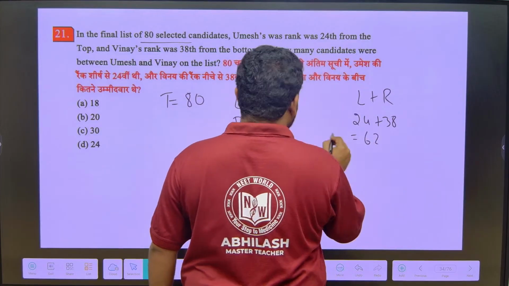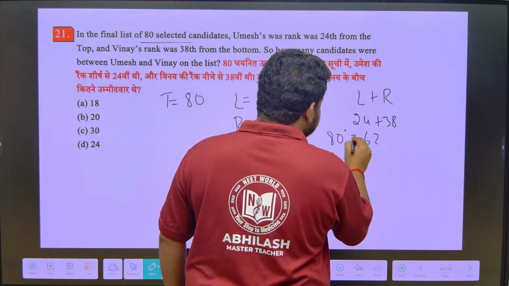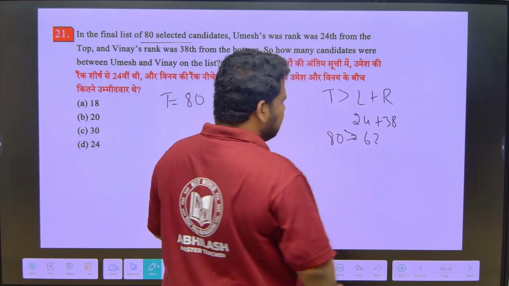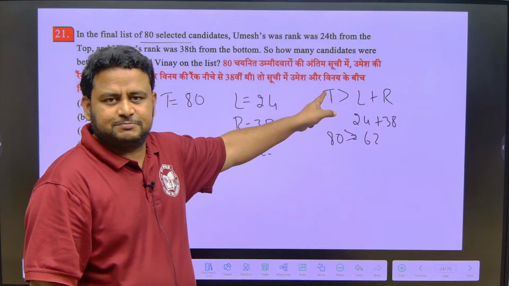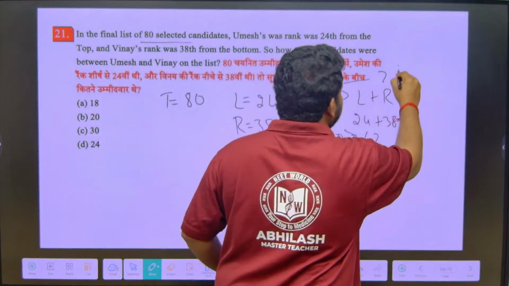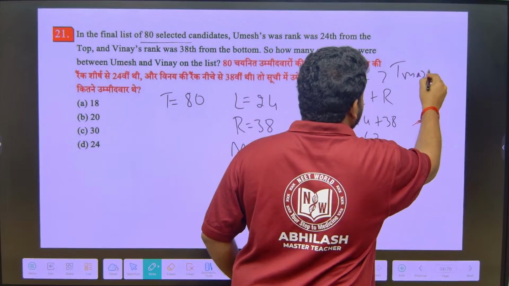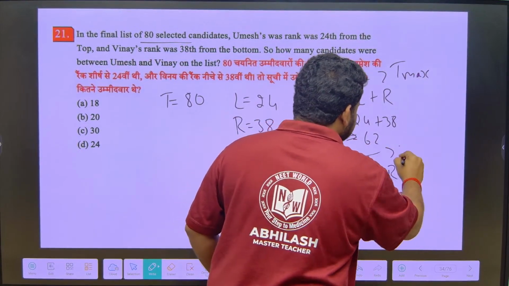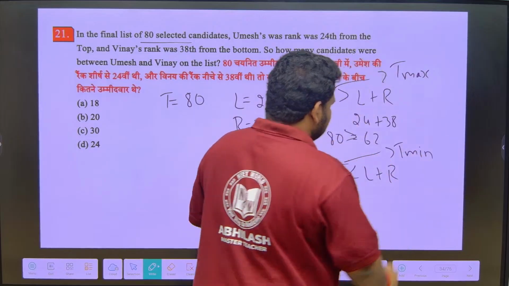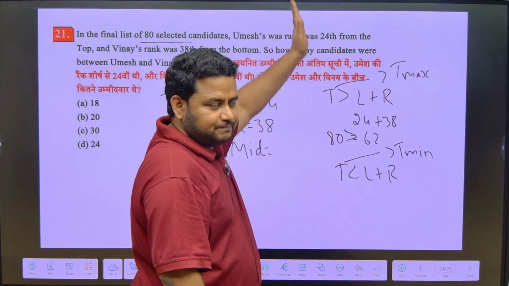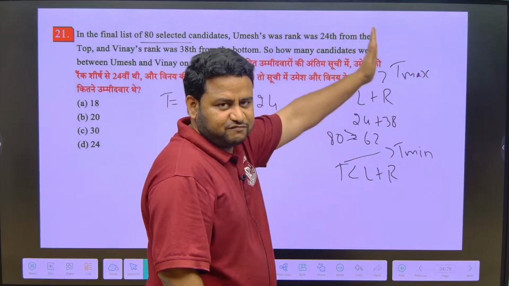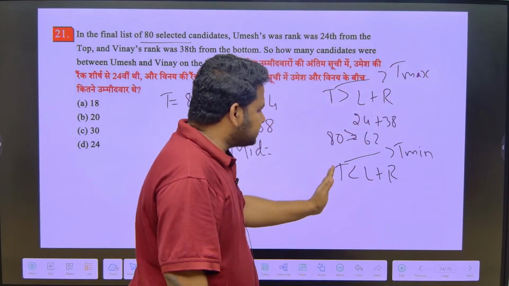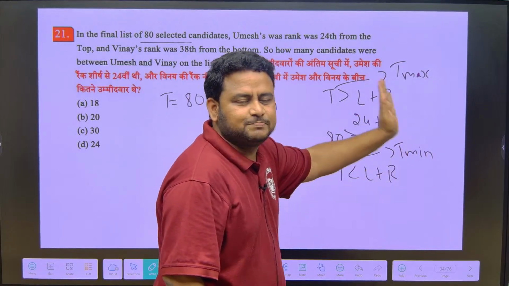What about total? Total is 80. So 80 is greater than 62. That means total is greater than L plus R. If total is greater than L plus R, you have to use the total maximum formula. If total is less than L plus R, you have to use the total minimum formula. Total is greater means greater formula, that is maximum formula. Total is lesser means lesser formula, that is minimum formula.